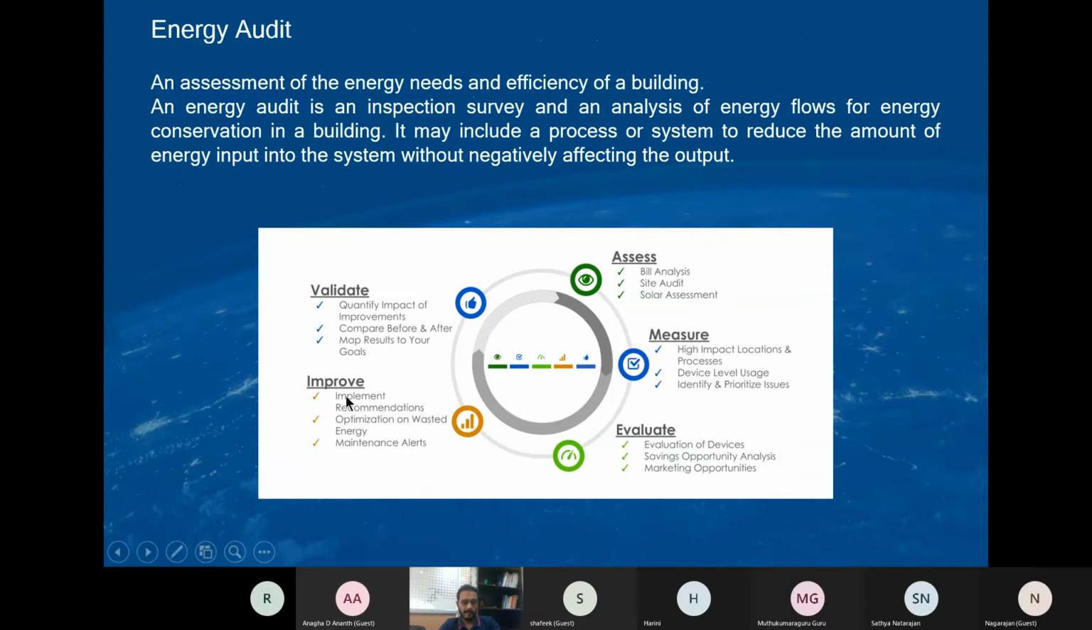So these are the main 5 steps for energy auditing, that is assess, measure, evaluate, improve and validate.